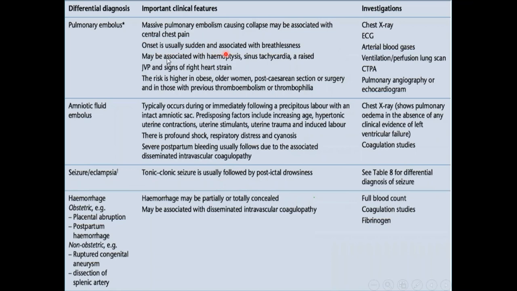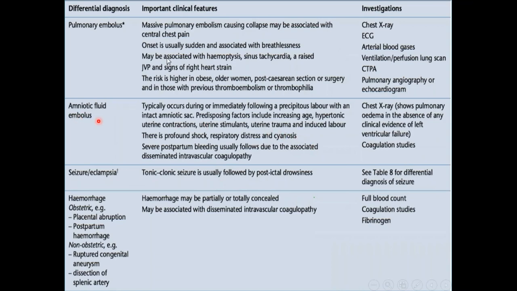The onset is usually sudden and associated with breathlessness, and may be associated with hemoptysis, sinus tachycardia, raised JVP and signs of right heart strain. The risk is higher in obese and older women, after cesarean section or surgery, and in those with previous VTE or thrombophilia. So this is the clinical presentation of PE. Investigation is very important here: chest X-ray, ECG, arterial blood gases, ventilation perfusion lung scan, CTPA, pulmonary angiography or echocardiogram.